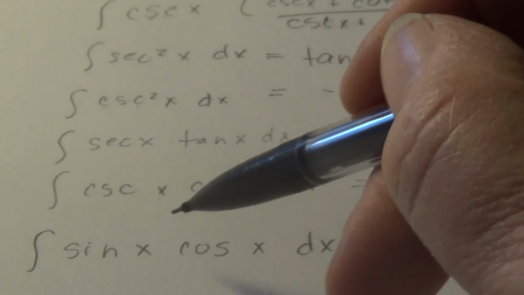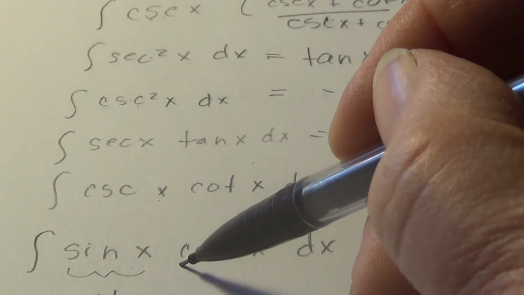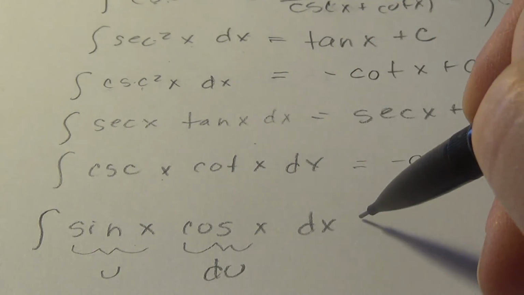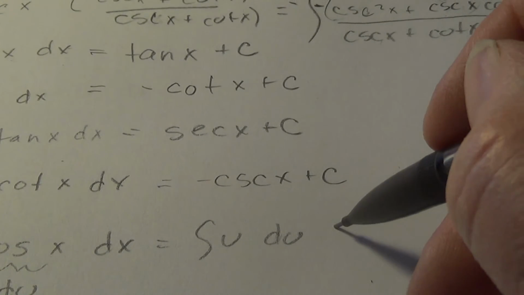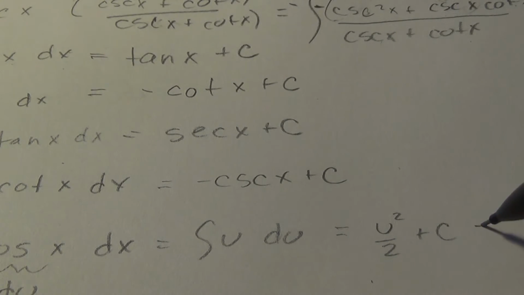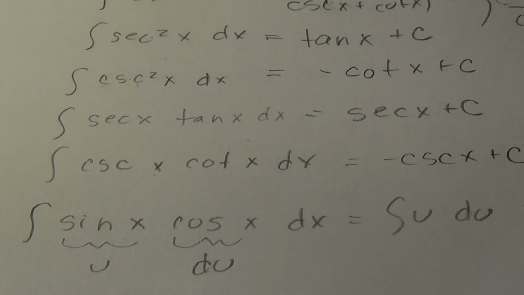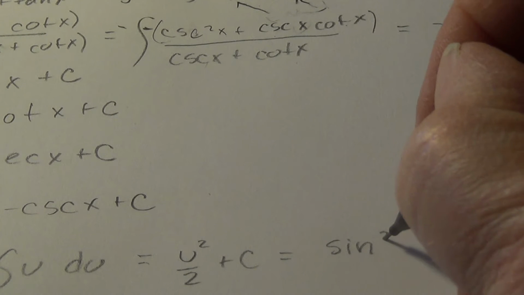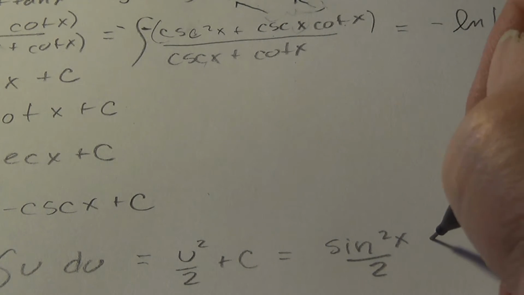This, if we call this our u, then the derivative of sine is cosine, so I have my du. So I have the integral of u du, which integrates to u squared over 2 plus c, which in this case, looking back here, what was my u? It was sine x. So coming up here, I get sine squared x over 2 plus c.